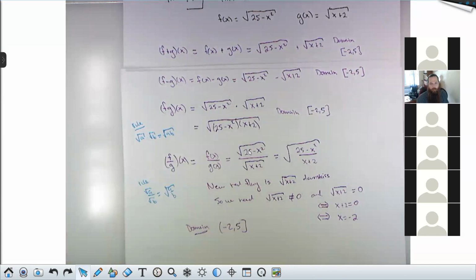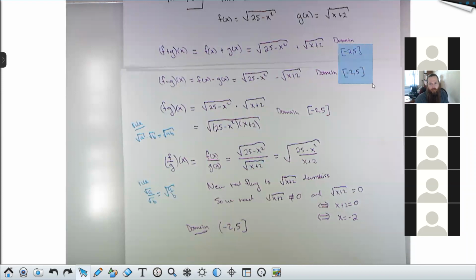I still, in order to make sure that the stuff under the square roots is non-negative, have to stay between -2 and 5. That's what we established in the first part. So that's where the -2 to 5 endpoints come from. But then in addition to that, I need to make sure the bottom isn't 0. And the bottom would be 0 when x is equal to -2.